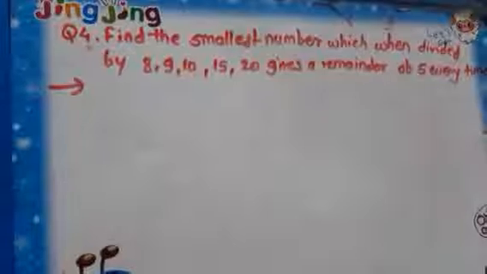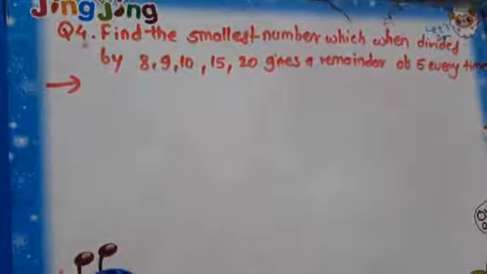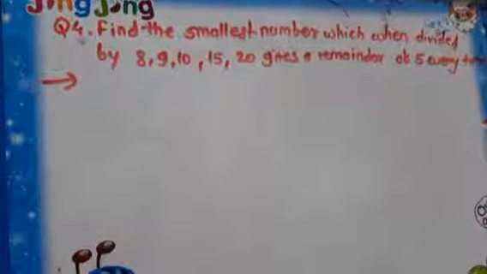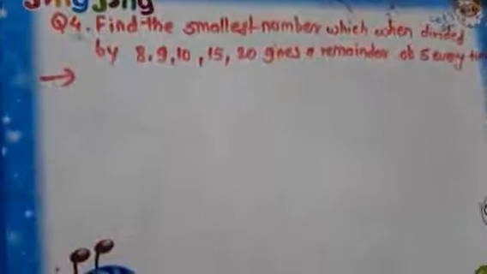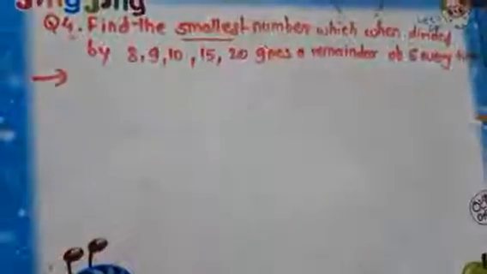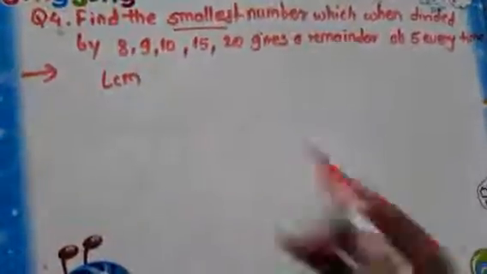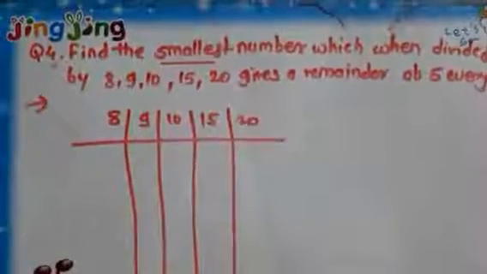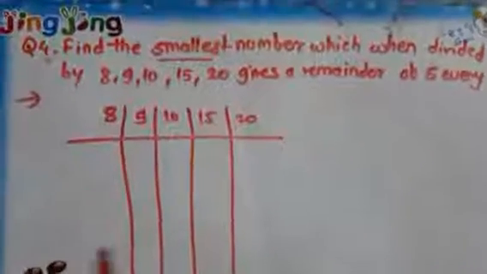Next question is, find the smallest number which when divided by 8, 9, 10, 15 and 20 gives a remainder of 5 every time. So for that we have to find the smallest. Whenever smallest comes, what are we going to find? LCM. So we will find the LCM of all these numbers. For that we will write all together.